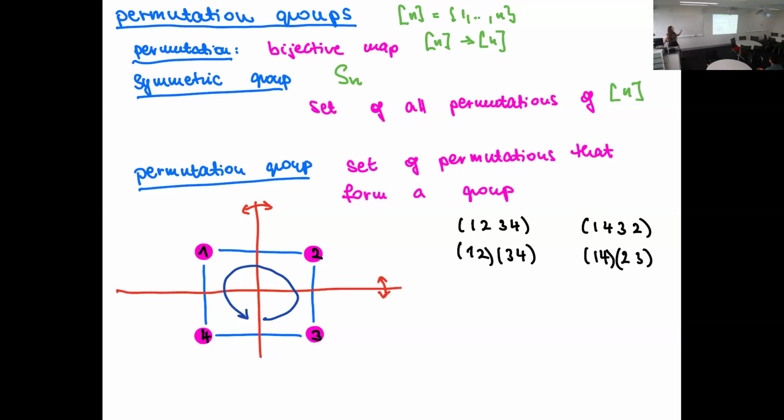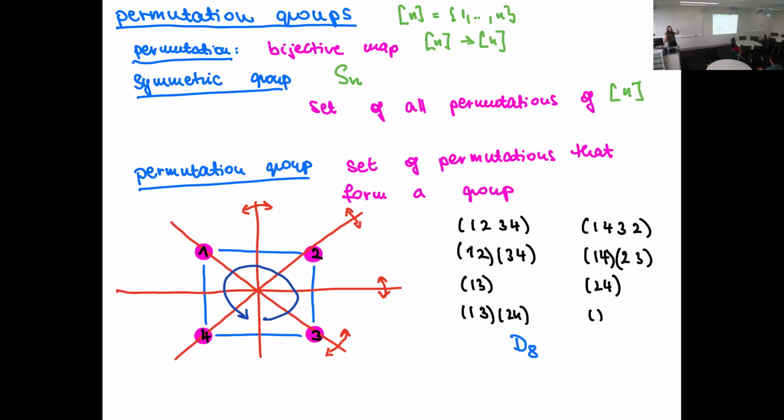And then we have this mirror symmetry, which is just 1 and 2 swapped and 3 and 4 swapped. We have this mirror symmetry with 1 and 4 swapped, 2 and 3 swapped. We have this one with 1, 3, and then this one with 2, 4, and then we can put those together, and then we can also do nothing. And then this is a permutation group, and it's called D8, and it will be a subgroup of S4.